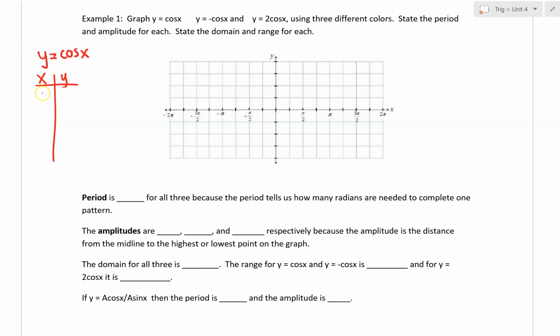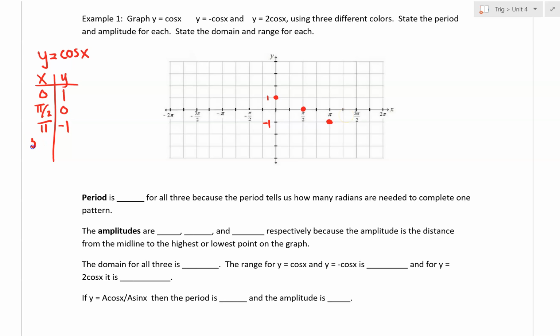So, first value that we could plug in here, well, 0. Cosine at 0 is 1. I go over to my graph, I'm going to say this is 1, and I'm going to put my point right here. The next one that I know I can find would be pi over 2. At pi over 2, I know that cosine is 0. So at pi over 2, I'm going to come over here and put in 0. The next one that I would know for sure would be pi. Cosine at pi is negative 1. So now I'm going to say this is negative 1, and I'm going to put that point in right here.